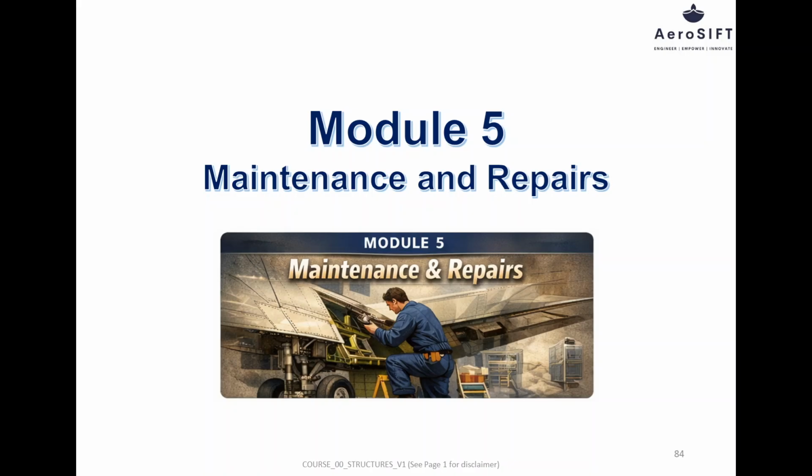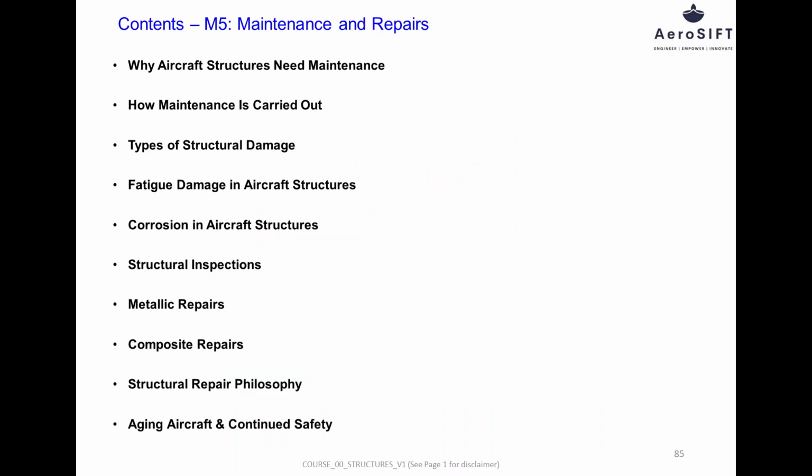Welcome to the fifth module of this course. In this section, you will learn why aircraft structures need regular maintenance to remain safe and reliable throughout their service life. We will explore how maintenance is performed, the different types of structural damage that can occur, and common issues such as fatigue and corrosion.